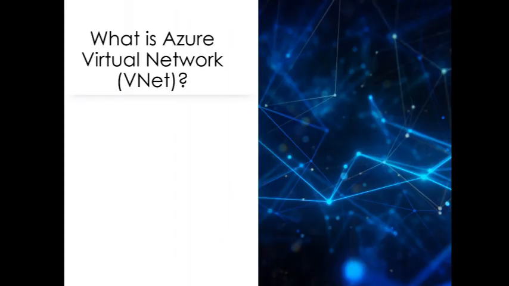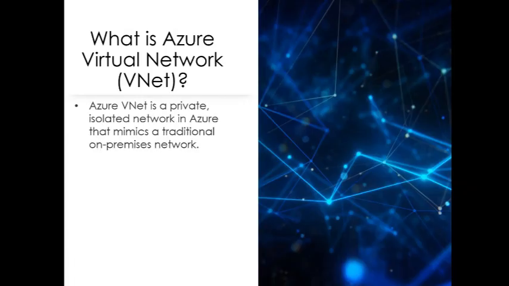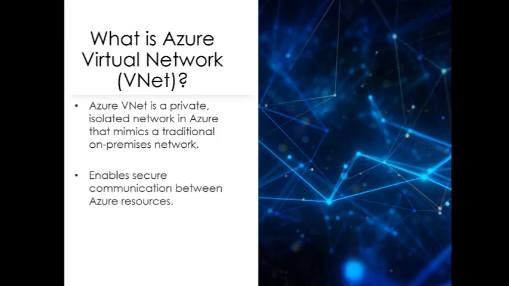Okay, so now what is Azure Virtual Network? Azure Virtual Network is a private, isolated network in Azure that mimics a traditional on-premises network. So I would say it emulates a physical networking structure. We all know how networking is physically structured in our different organizations. So a virtual network is like an emulation of physical networking.